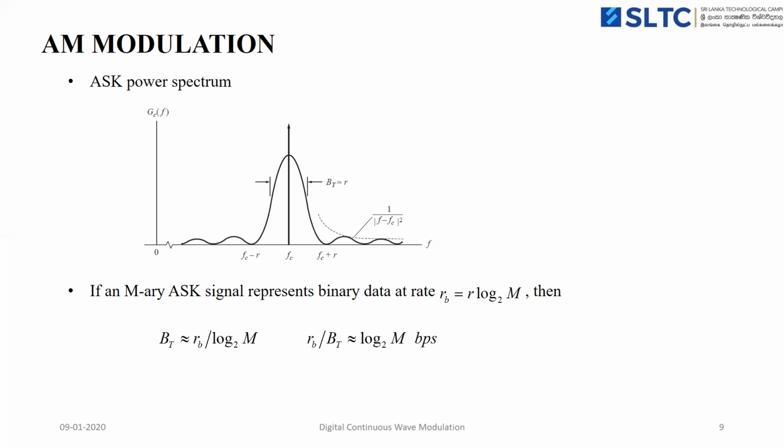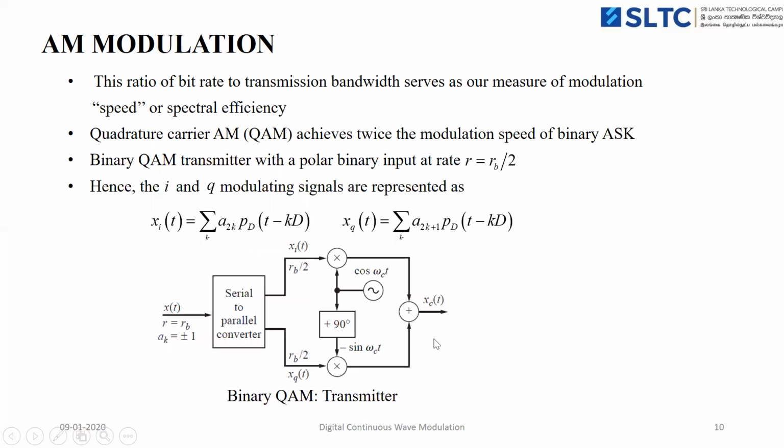By dividing the number of bits by the number of symbols, we can get the actual bandwidth of the modulated signal. Similarly, if you take the ratio of the bit rate to the bandwidth, it will give how many symbols are present in the particular modulation, approximately equal to log2 M. So this ratio of bit rate to transmission bandwidth serves as our measure of modulation speed or spectral efficiency.